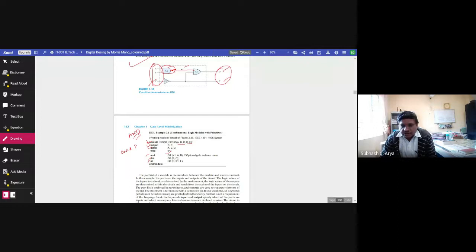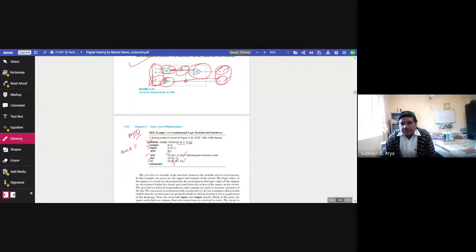So G2, this is the second gate, E is the output, which is here, and input is C. Simple. And then after that, the third one, this OR. The OR output is D, we write here D, and inputs are W1 and E, which is the output of this NOT gate. And after that, AND module.